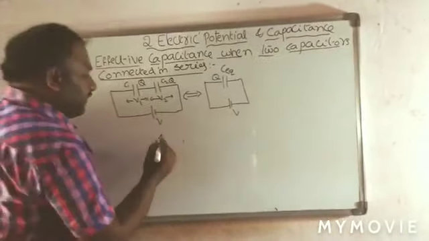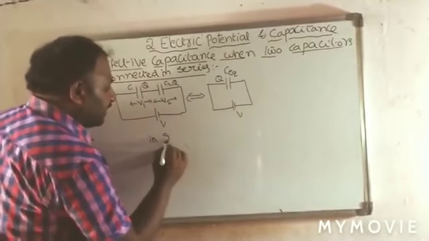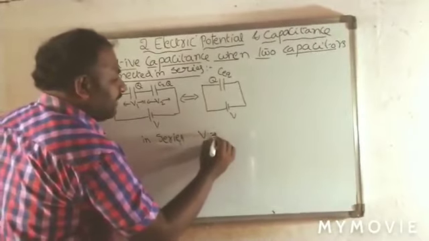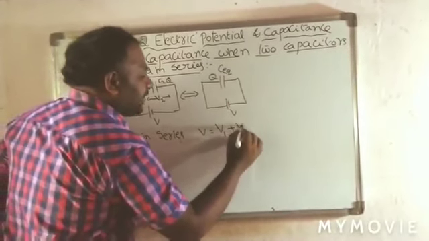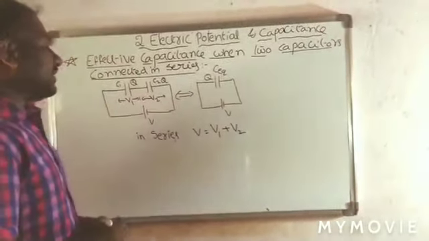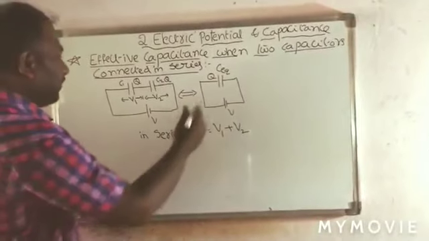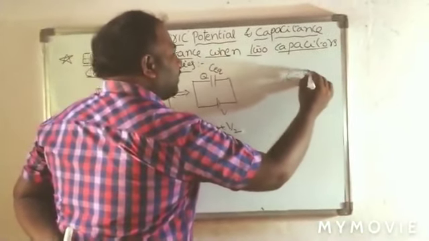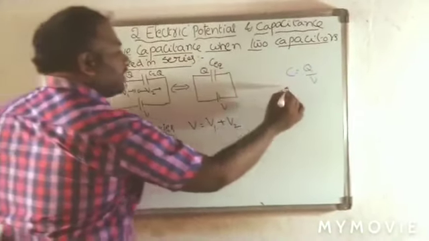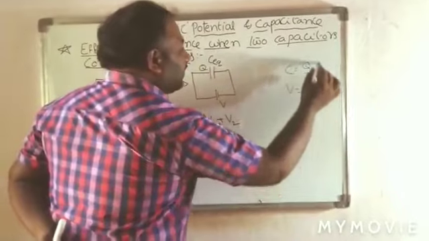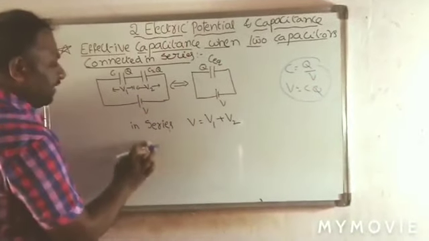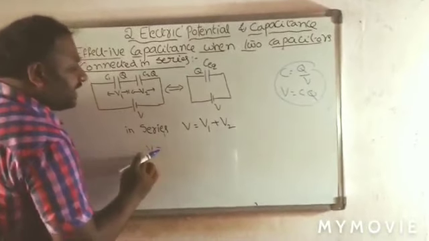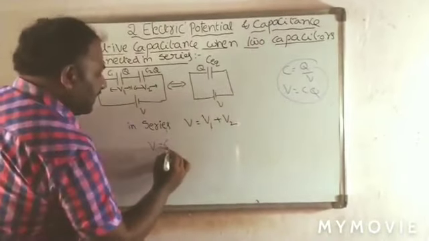Now in this case we know in series, all of you know that the potential is divided. Here V is equal to V1 plus V2. When potential is divided, from that we are going to write V1. Here the formula is known as C is equal to Q by V. From that V is equal to Q by C. With this formula, from the equivalent circuit, V is equal to Q by C equivalent.